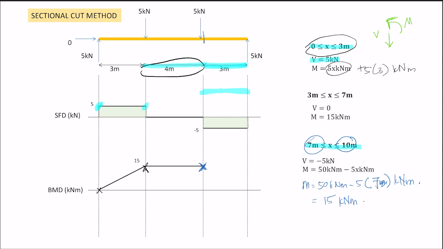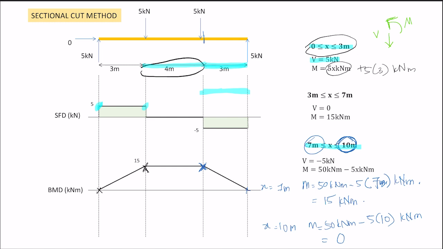Right. And lastly, you substitute when X equals 10 meter. Just now we did X equals 7 meter here. Now X equals 10 meter. M equals 50 kilonewton meter minus 5 times 10 meter, kilonewton meter. So you will get zero. So indeed it ends with zero. So is it the same as the graphical method?